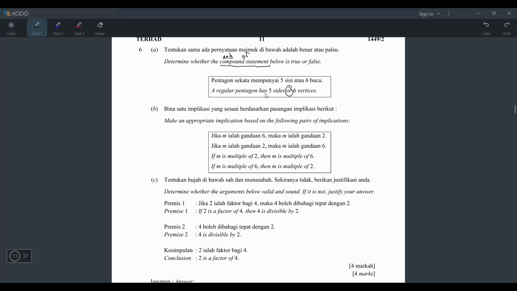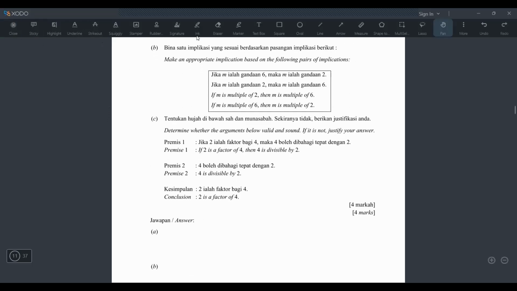Tell me now, the first statement, a regular pentagon has 5 sides, true or false? This is true. And then, or, the second statement, a regular pentagon has 6 vertices. This is false, because a pentagon has 5 sides and 5 vertices. So true or false, in the end it will become true, because if it's "or", one of it true, then the whole thing is true already. But if it's "and", then it has to be both true before it can be true. If it's "or", one true then true already. But if both false, then of course false. So that's the answer for A.